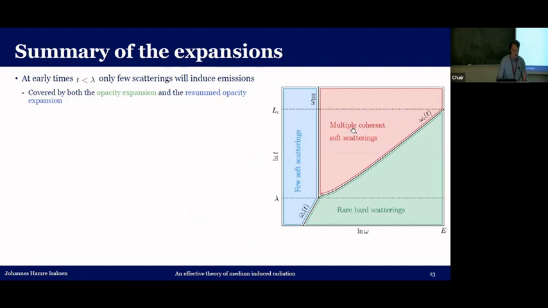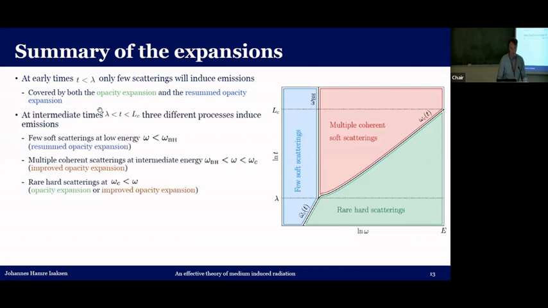So I'm just going to summarize a little bit now. At very early times, you only need to include a few scatterings that will induce emissions. There can be few soft or few hard scatterings, and this is covered by the opacity expansion and the resummed opacity expansion. However, in this middle regime here, all three possible processes contribute.